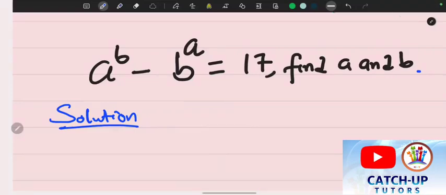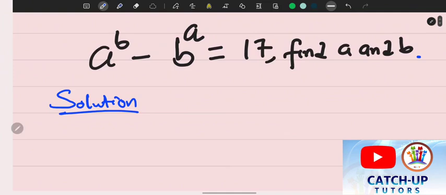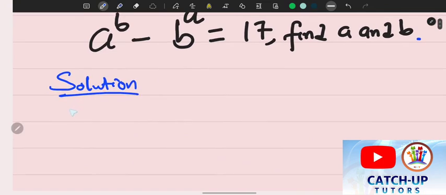Everyone, in today's class, I'm going to provide a solution to this given Olympiad question. Given that a to the power of b minus b raised to the power of a equals 17, find the values of a and b. When you look at this problem, we only have one equation, and the equation is a to the power of b minus b raised to the power of a equals 17.